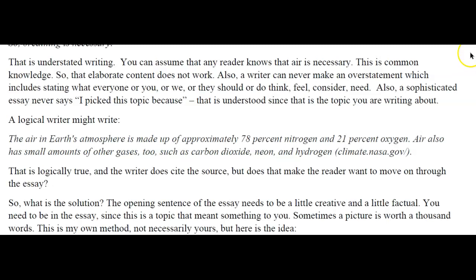The opening sentence of the essay needs to be a little creative and a little factual. What you want to do is make sure that this is a topic that meant something to you. You don't need to tell the reader that it's a topic that meant something to you. Obviously, it meant something to you since you are writing the essay. So that's the logical part that creatives like me need to remember whenever I edit. Now, this is my method. You use a method of your own.